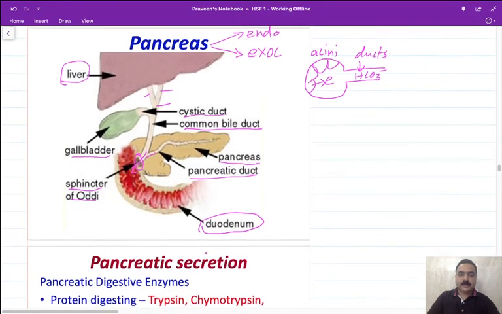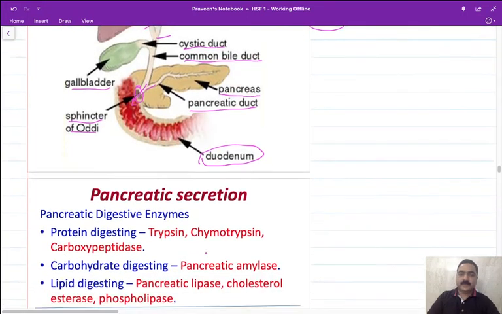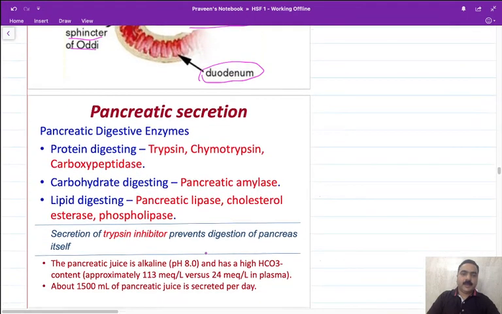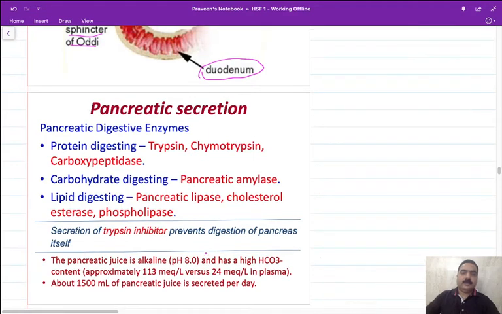So we have the two things, that is the bicarbonate and the enzyme. So first let us see the digestive enzyme. So you have digestive enzymes for the protein digestion, for the carbohydrate digestion, and for the lipid digestion. Okay. So for the protein digestion, the major things include what?